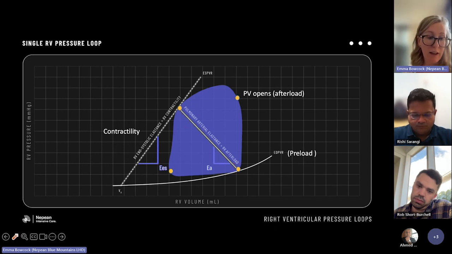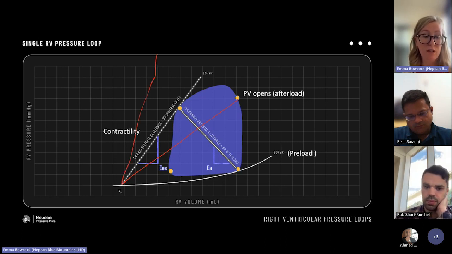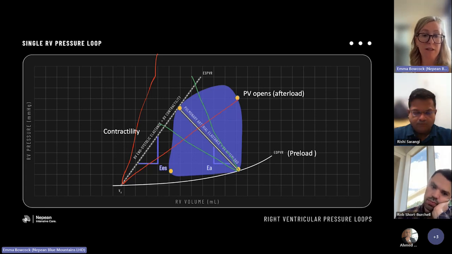Okay, so if I have a patient with reduced contractility, the slope of this line is going to reduce. Okay, if I give someone dobutamine, the slope of this line is going to increase. So this is increased contractility, this is reduced contractility. And then if someone has a PE, this line is going to increase. Okay, so increased RV afterload. And then if we give pulmonary vasodilators, maybe we'll reduce RV afterload.